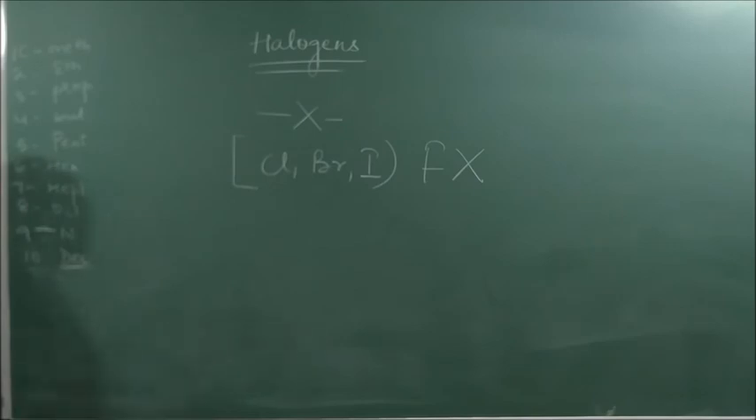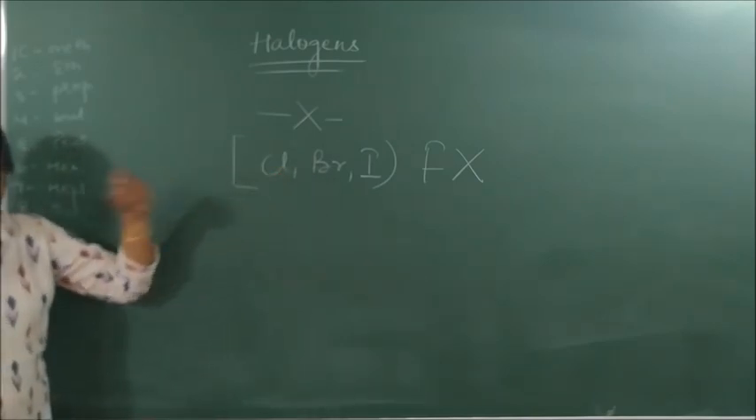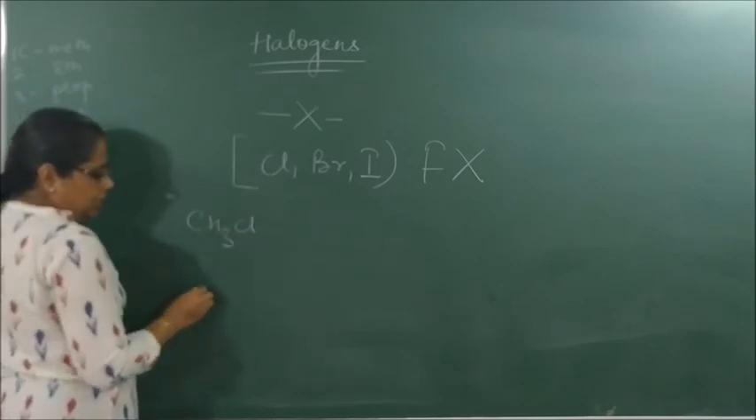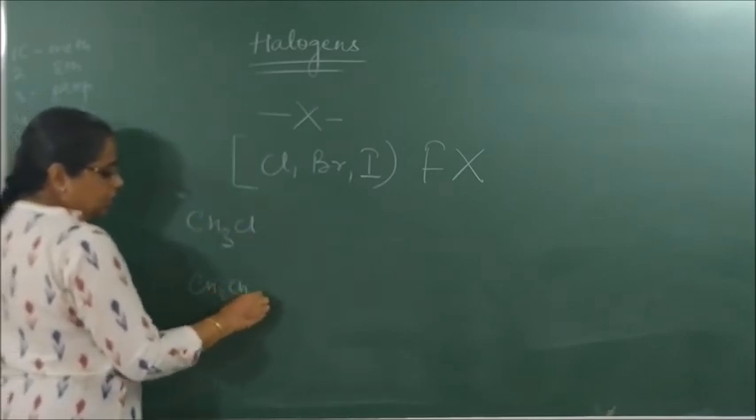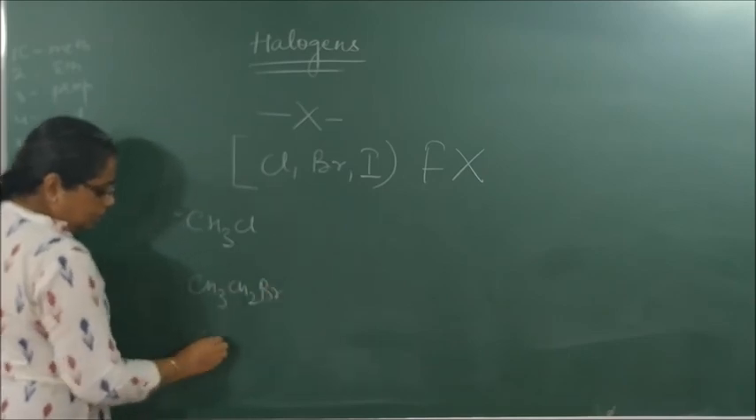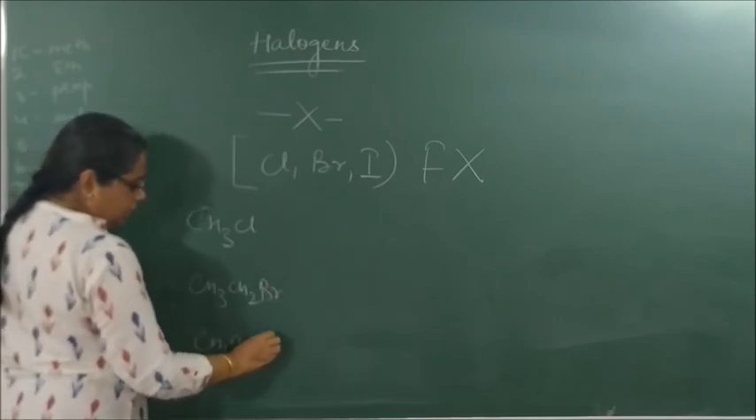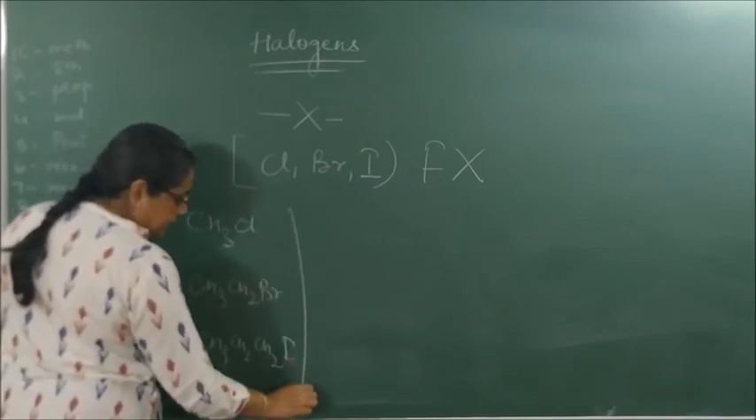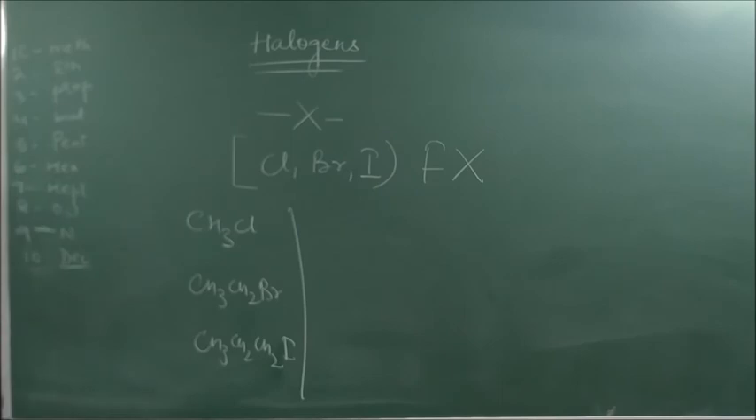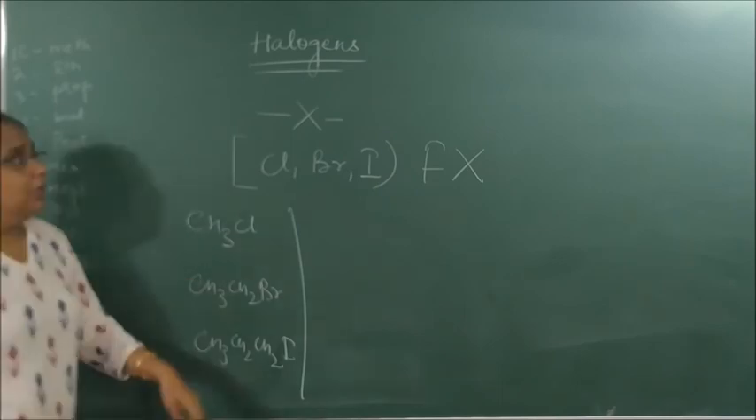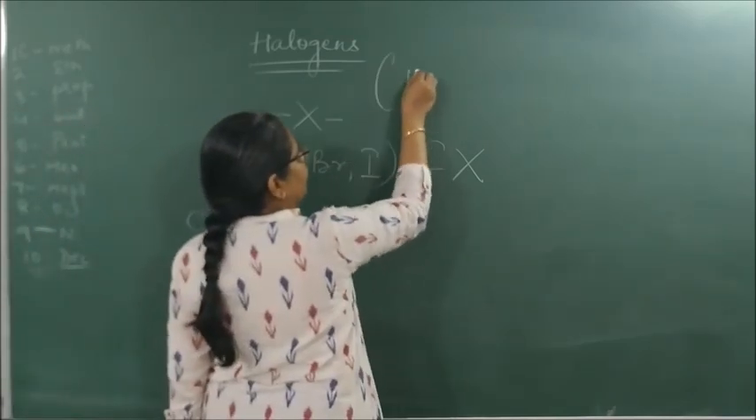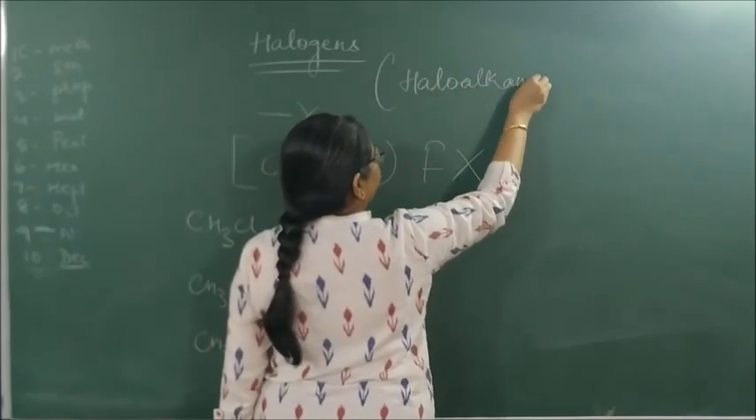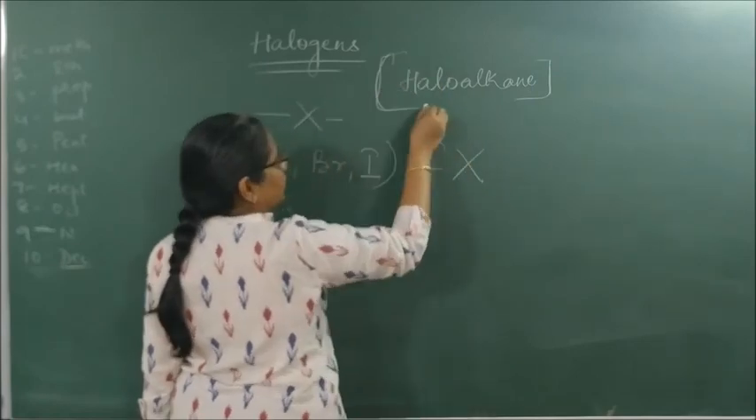So how do we write? We will take three examples. First one, CH3Cl. Second one, CH3CH2Br. Third, CH3CH2CH2I. We'll take these three examples. Now, how are they named? They are named in IUPAC as haloalkanes.